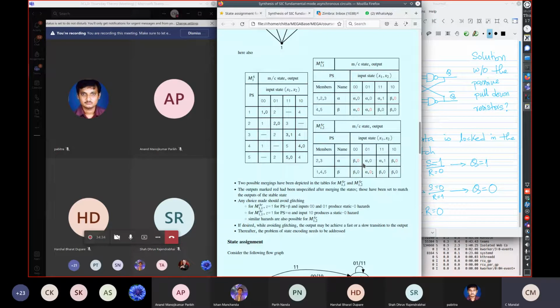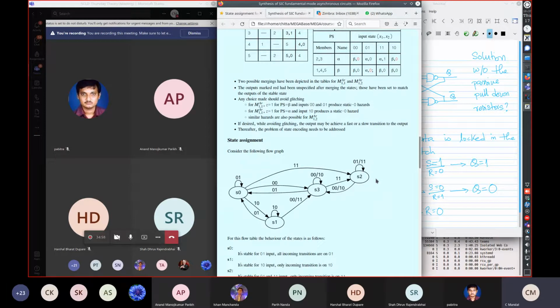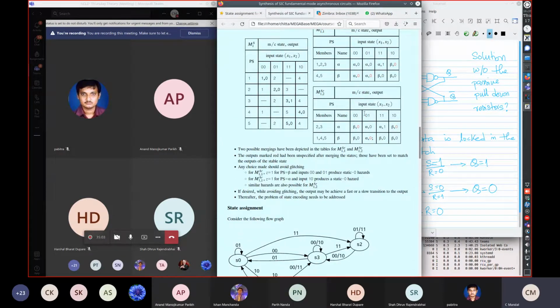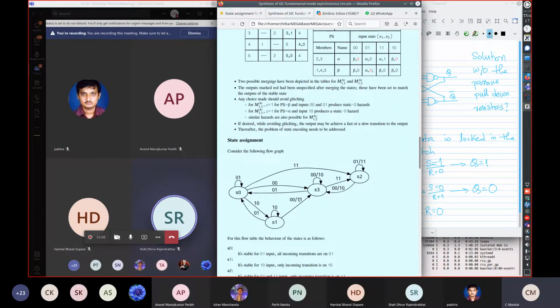As you have already seen, you have to assign some values to the symbolic states. That's called state assignment. You have to assign certain bit values. Here we are not considering this machine immediately. We are considering another machine, which is shown over here.